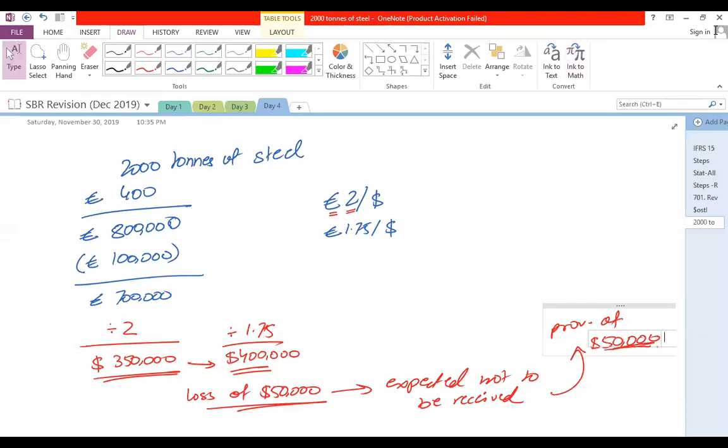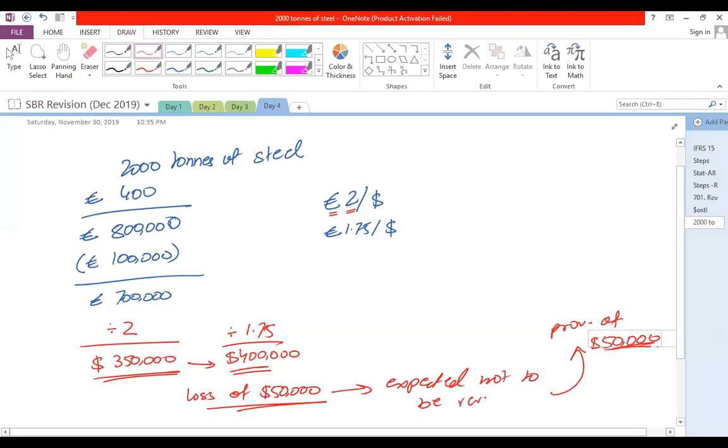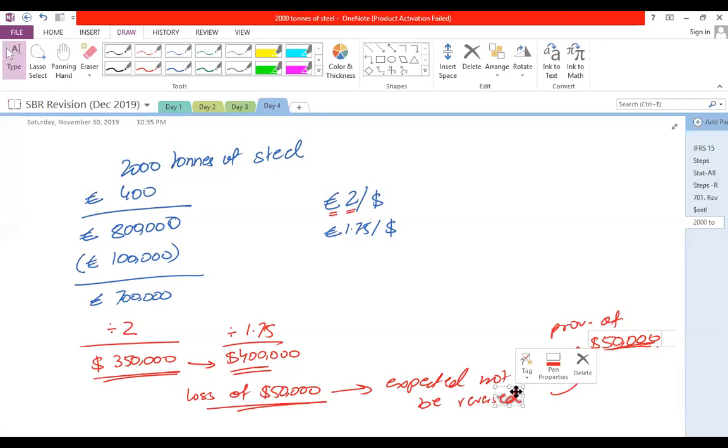Sam is saying, why do you say not to be received? Sorry, Sam. Sorry, not to be reversed. That's not to be reversed. Expected not to be reversed. Okay.